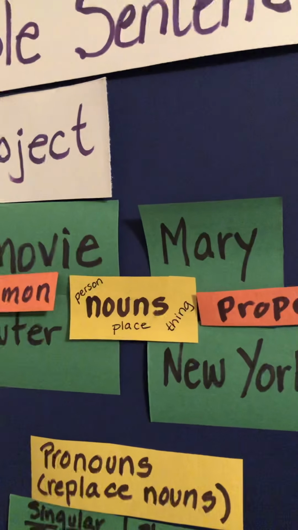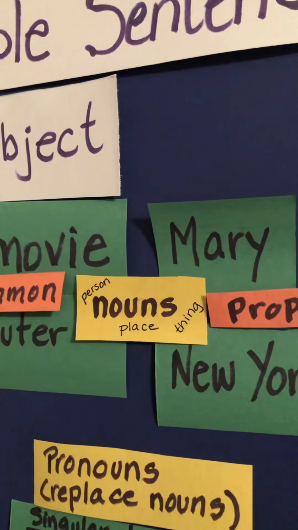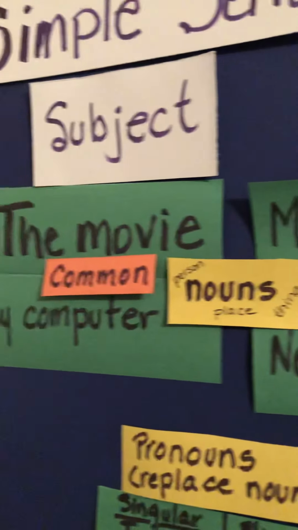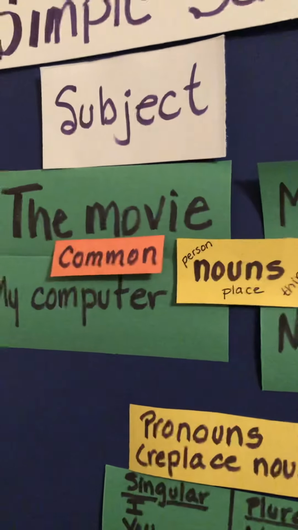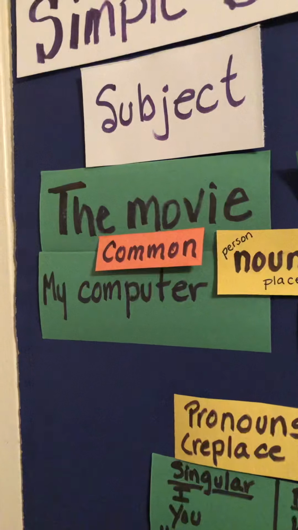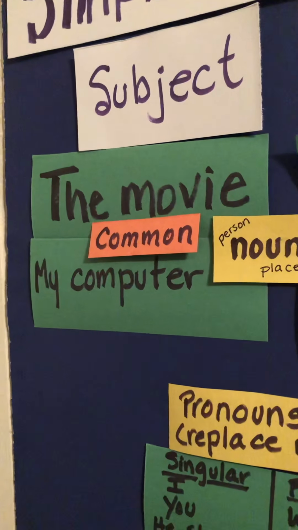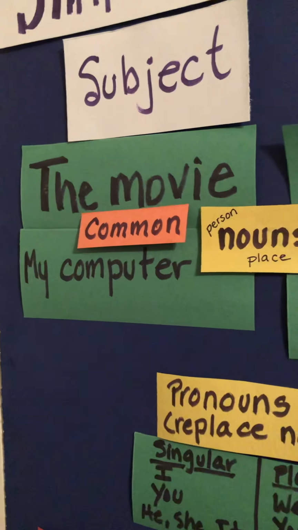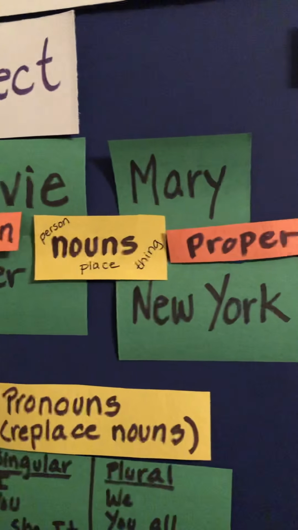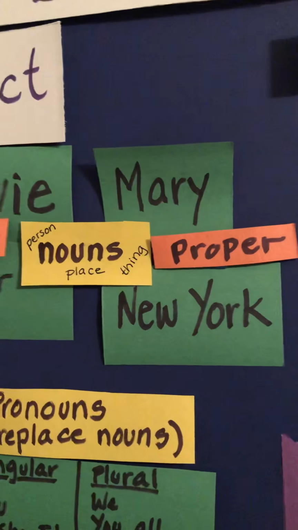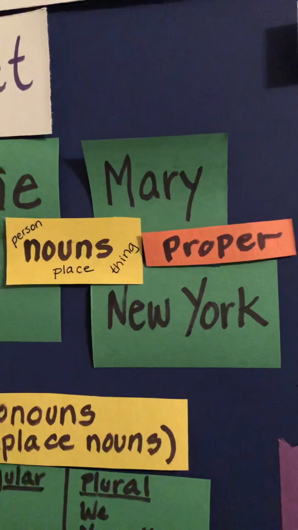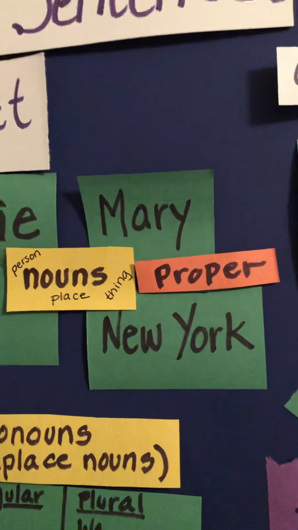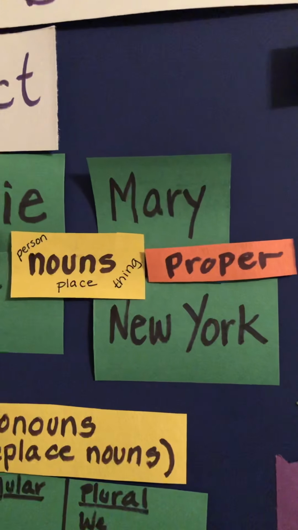Nouns are defined as people, places, or things. There are two types of nouns, common nouns and proper nouns. Common nouns are things like the movie, the computer, or my computer. And proper nouns are people, their names, city names, any name, and it would have to be capitalized. Proper names have to be capitalized.